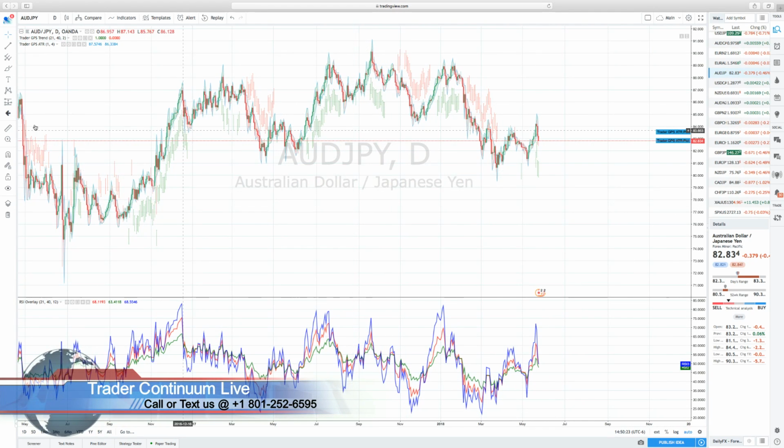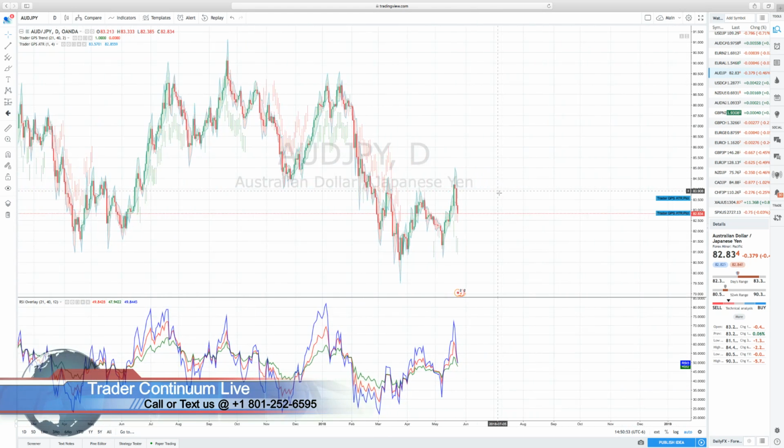For instance, looking back here, how many people back in, let's see, we're going to say October of 2016, would have expected that the market, the Australian dollar, Japanese yen, was going to go up here and hang around for a while and then finally start making its way back down in May and June of 2018? I mean, it's difficult to tell where things are going to be going on a long-term basis.